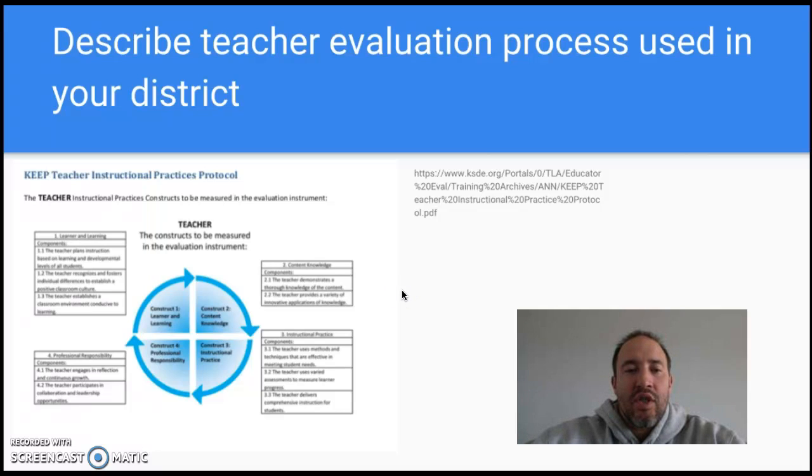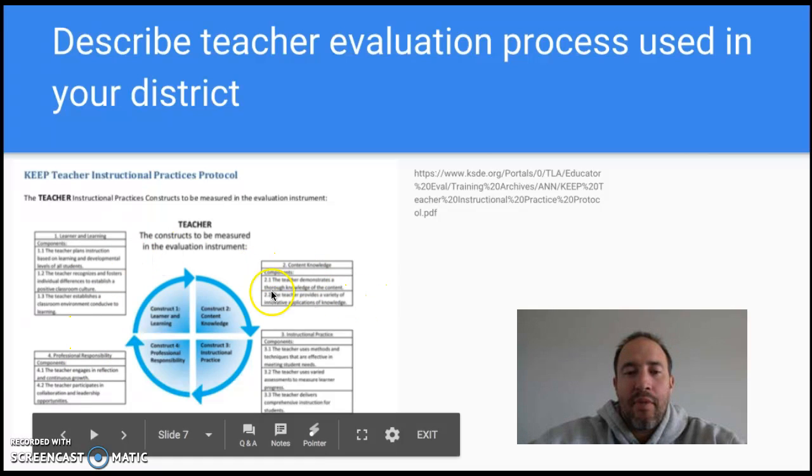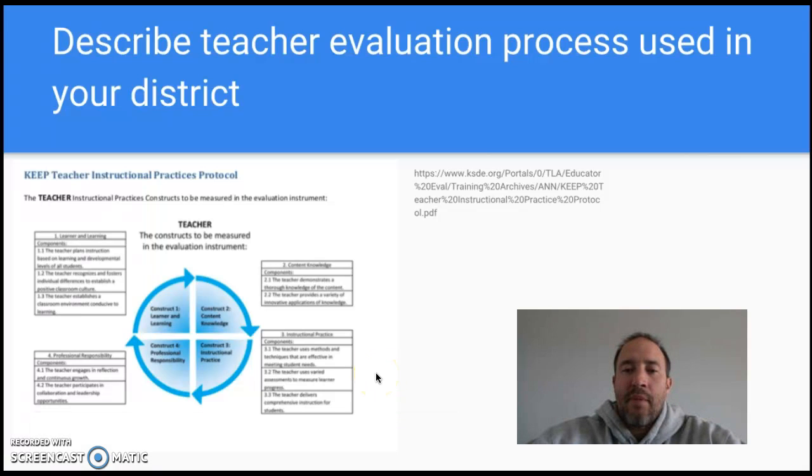As far as the instructional practices protocol, there are 4 main things that they're looking at in the evaluation process: learner and learning, content knowledge, instructional practice, and professional responsibility. And there are pages that go in depth into each one of these categories as far as what administrators should be looking at in the observations.